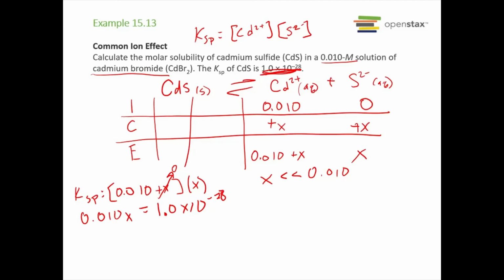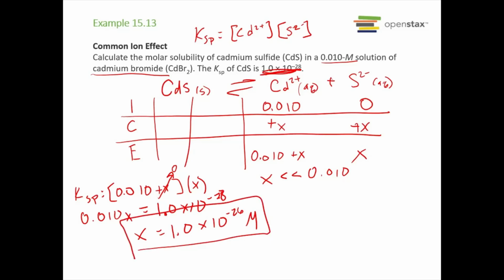Divide both sides by 0.010. And we get that x is equal to 1.0 times 10 to the negative 26 molar. It's so cute. It's so little. So that's our molar solubility of the cadmium sulfide because it's a 1-to-1 with the sulfide. So this is basically telling us the concentration of S2-, which is a 1-to-1 ratio with cadmium sulfide. So we can go ahead and say that that is what our value is. And it's pretty much the same also as the Cd2+ because that x is so much smaller than 0.010.